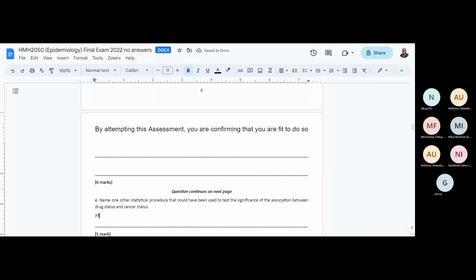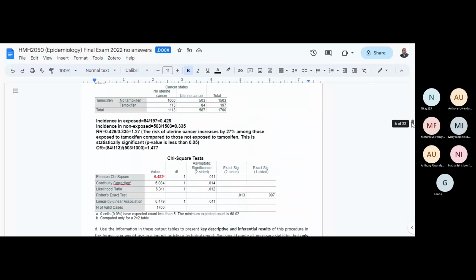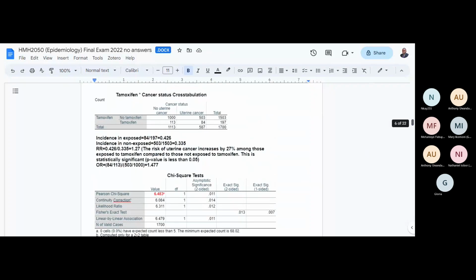Nathaniel, yeah, tell us. I'm thinking, yeah, chi-square is there. ANOVA. I'm thinking whether you can use ANOVA to compare two groups. ANOVA can compare two or more groups. The t-test can compare two groups. But why I don't want to use a t-test here is because the variables are categorical in nature.